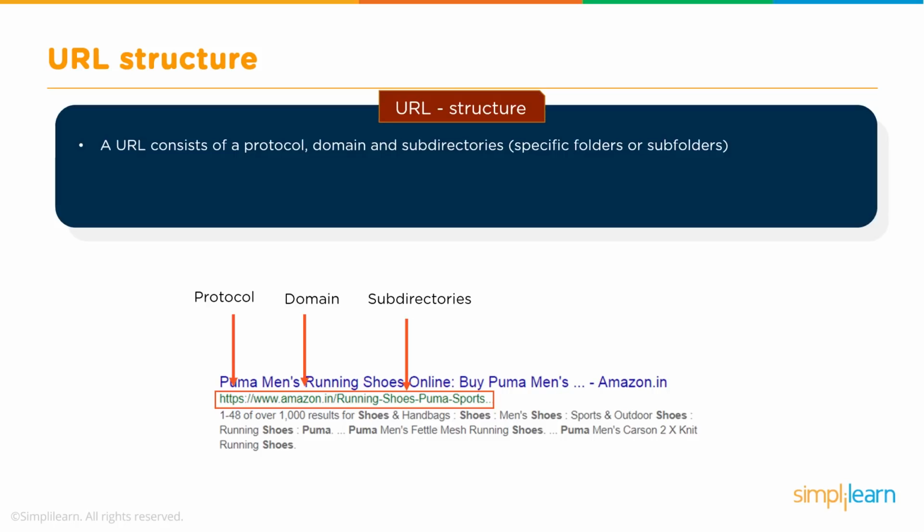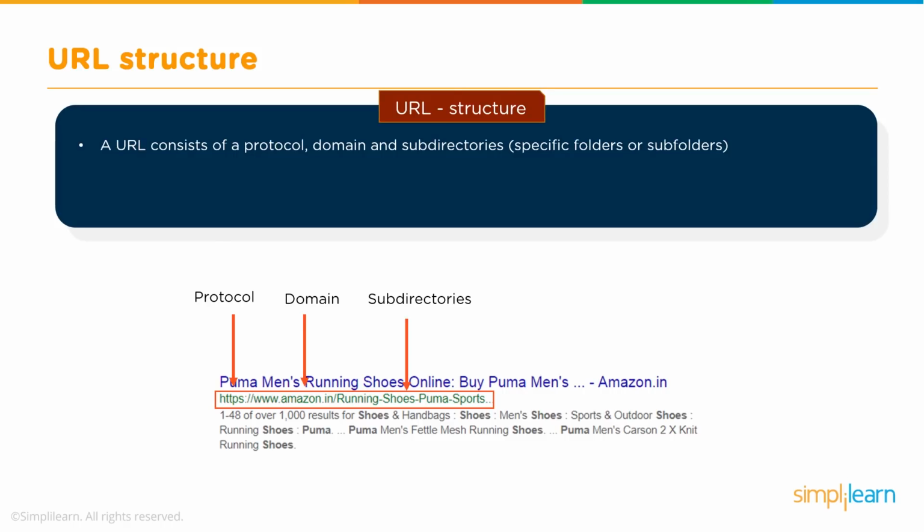And so ideally, search engines like web pages or websites that are secure. After the protocol, you're going to see the domain, and then after the domain, you're going to see subdirectories. So that's generally the breakout with URL structures. You have the protocol, the domain, and subdirectories, and then you may have more subdirectories.